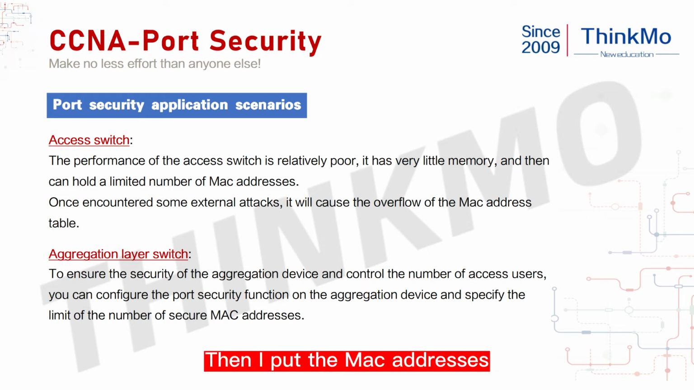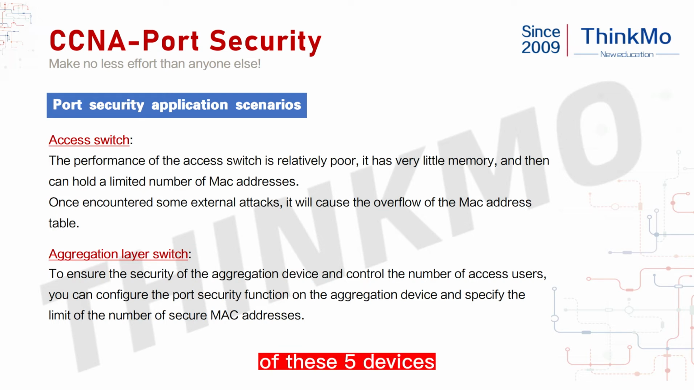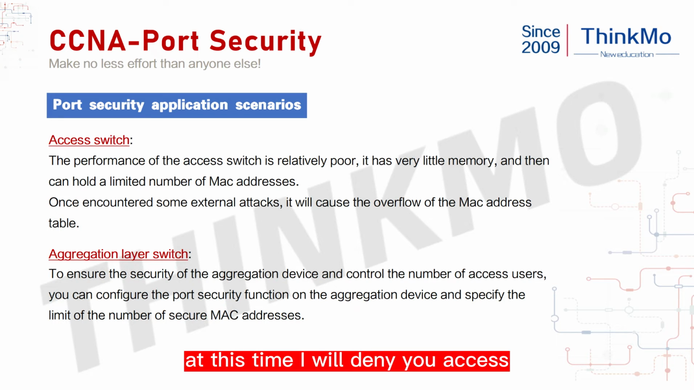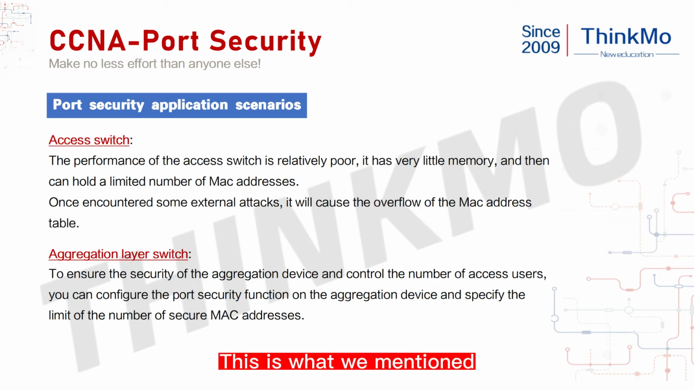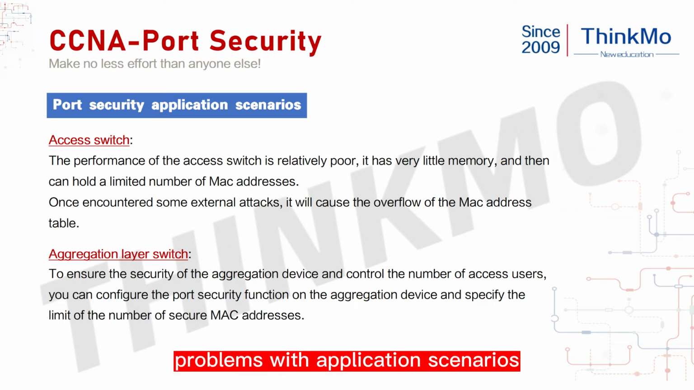Then I convert the MAC addresses of these 5 devices into secure MAC addresses. When a 6th device tries to enter, I will deny it access. This is what we mentioned about aggregation layer switches and access switches. This involves port security application scenarios.